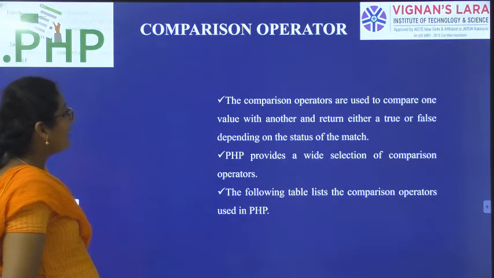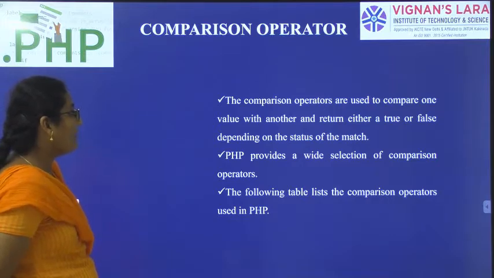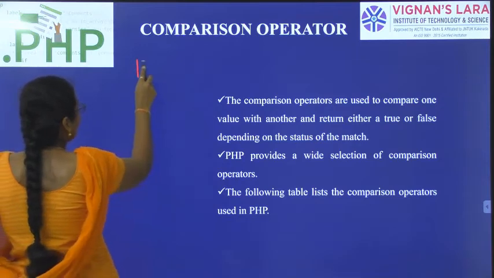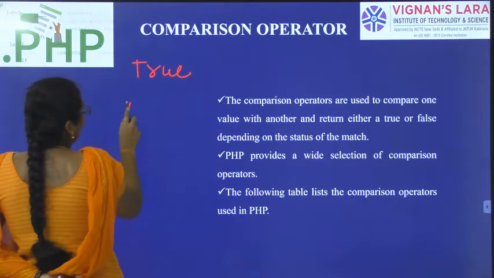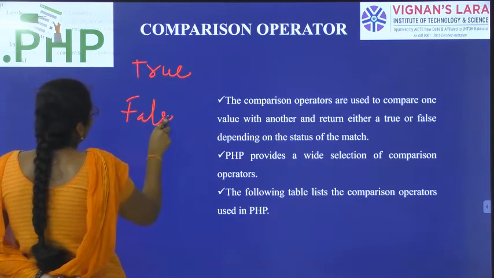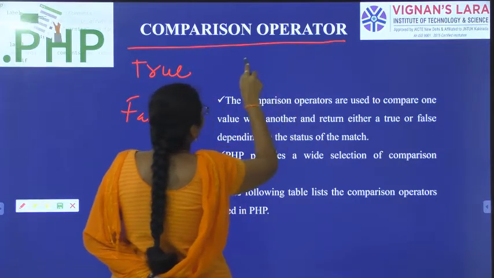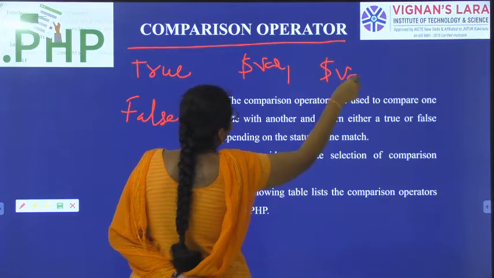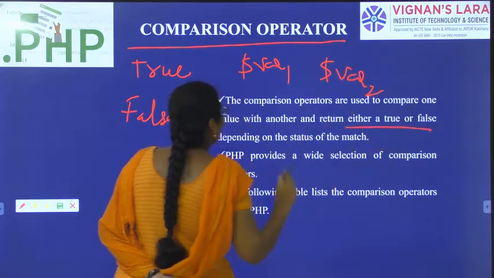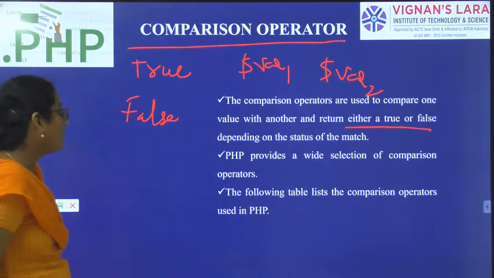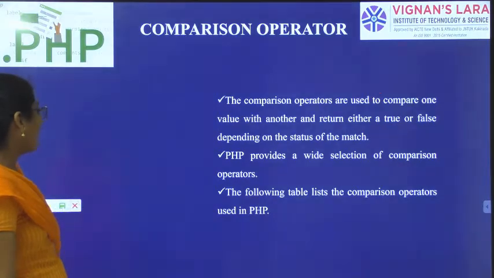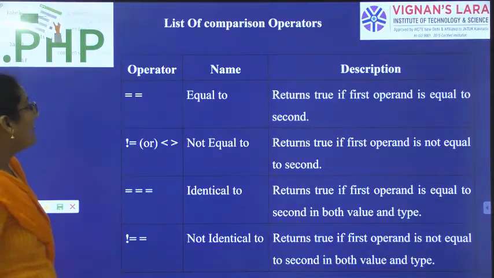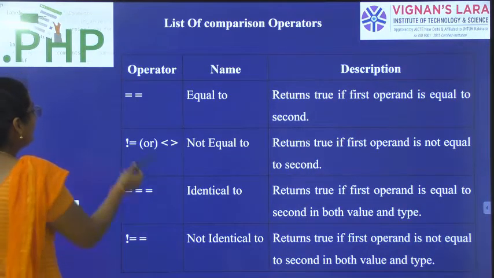So comparison operators are used to compare one value with another value and give you true or false. Either you should get true or you should get false. Comparison operators compare two variables. Variable 1 is compared with variable 2 and you should get true or false as the output. So let us see what are the comparison operators we have in PHP.